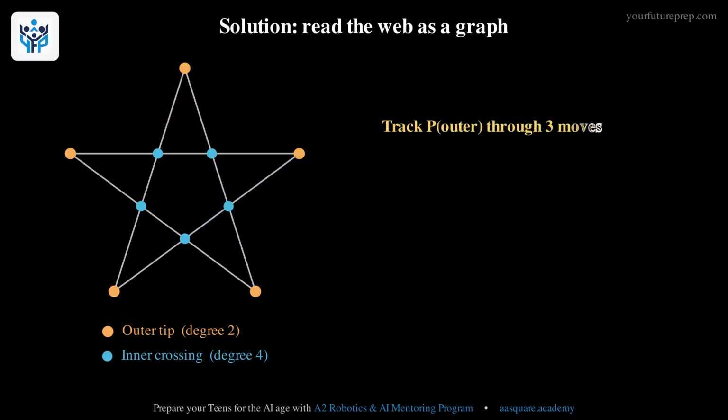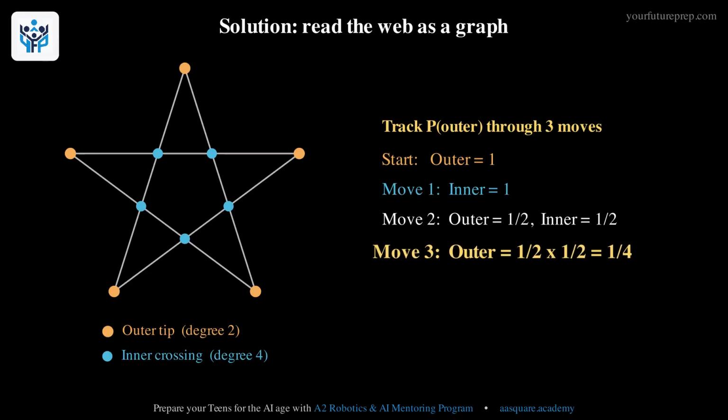Now track the walk. She starts outer. After move 1 she is certainly inner. After move 2, from inner, she is outer with probability 1/2 and inner with probability 1/2.